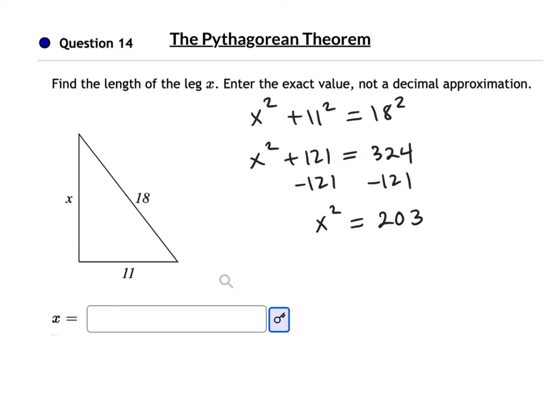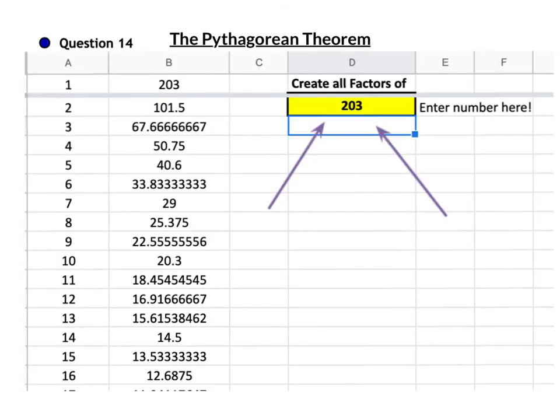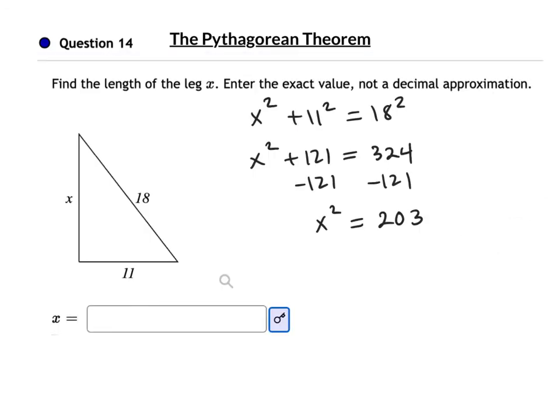So I'm going to go to the factor table. Looking at the factor table, looking down the list, there don't seem to be any perfect squares. At some point as you go down the list, the factors will repeat. There aren't any perfect squares in 203, which means when I take the square root of both sides, this can't be simplified. So x is the square root of 203.